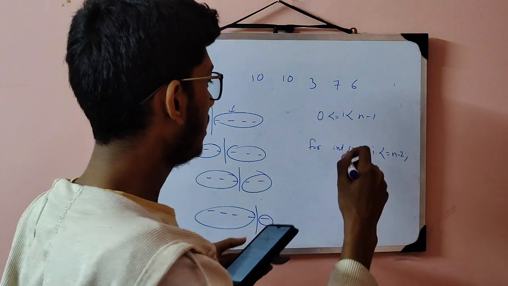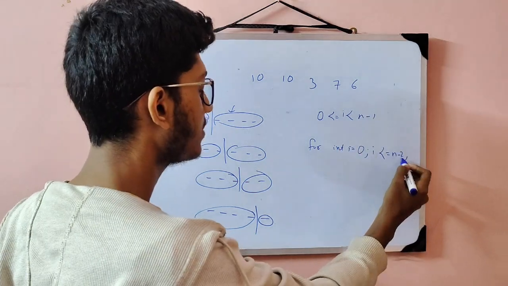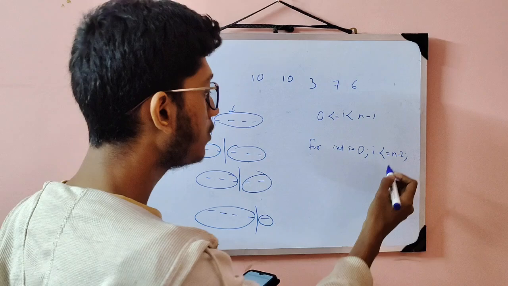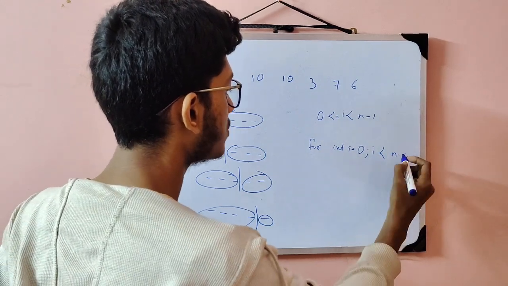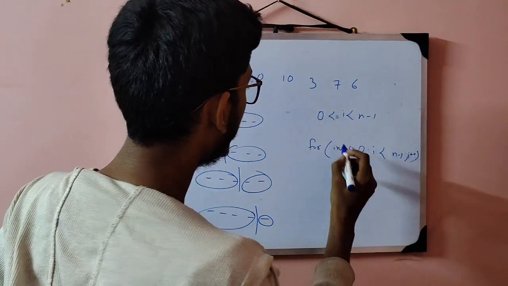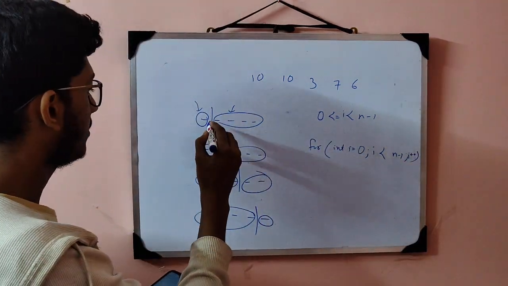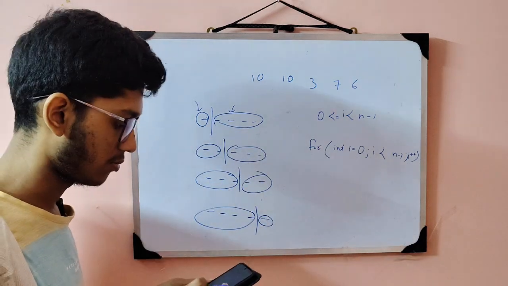So I can go up till n minus 1. Why am I writing n minus 2 here? Because I am putting an equal to here. If I remove this equal to, I can write n minus 1 and i plus plus. So I will traverse the whole array from this position up till this position.